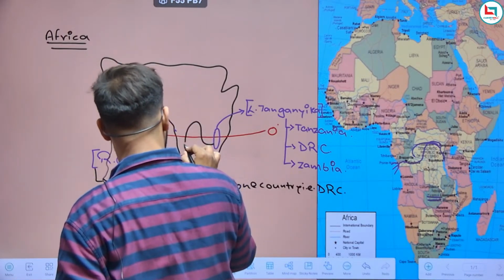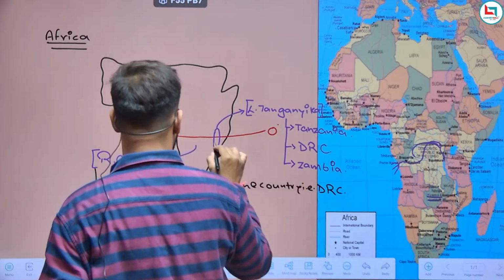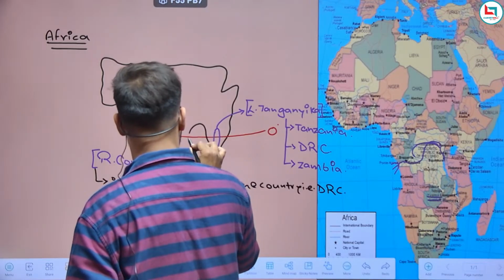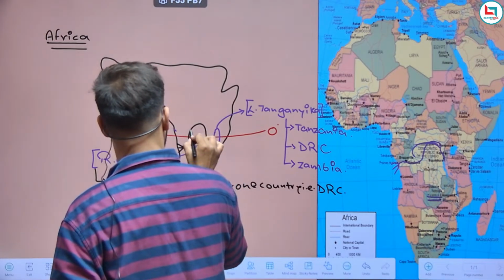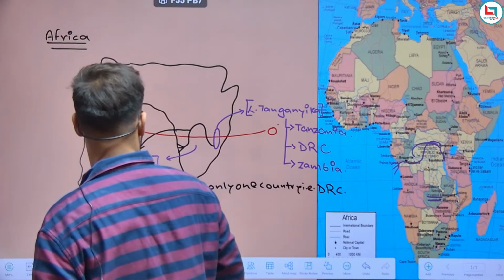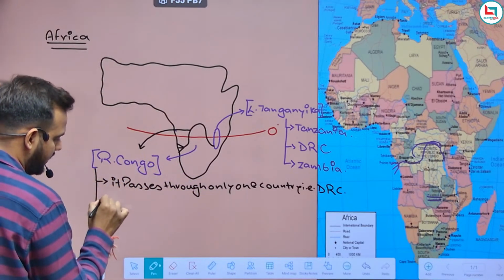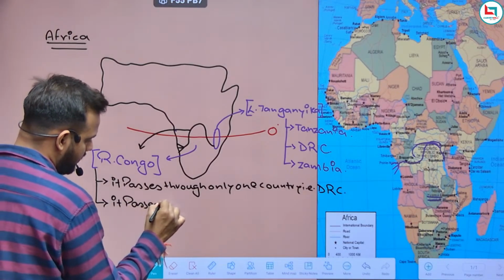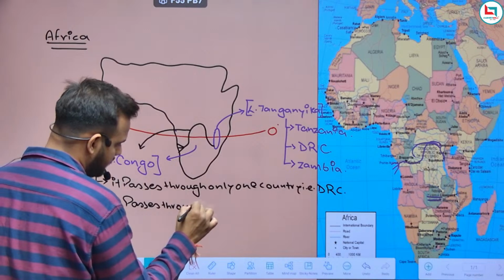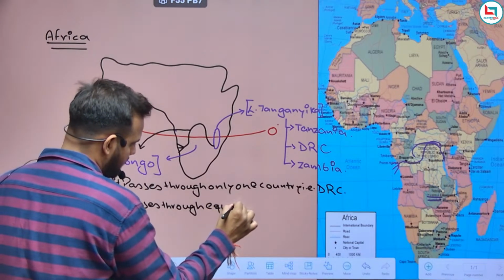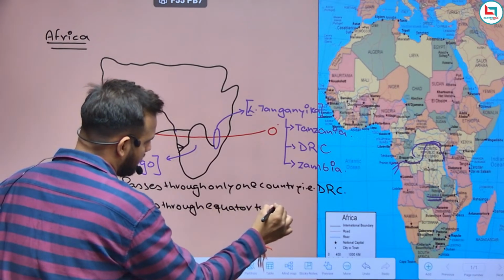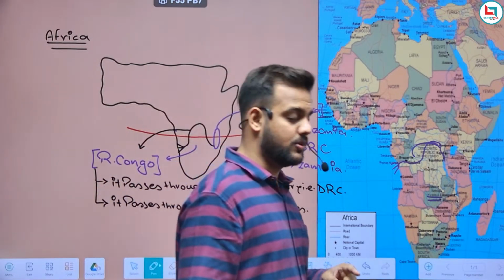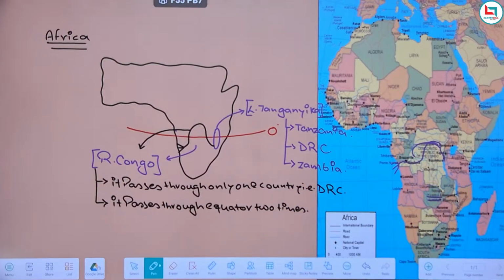Remember, guys, this river crosses the equator two times. It crosses the equator two times like this. Here we have the river Congo. It cuts the equator, it passes through the equator two times. So these are the things that we should know first.